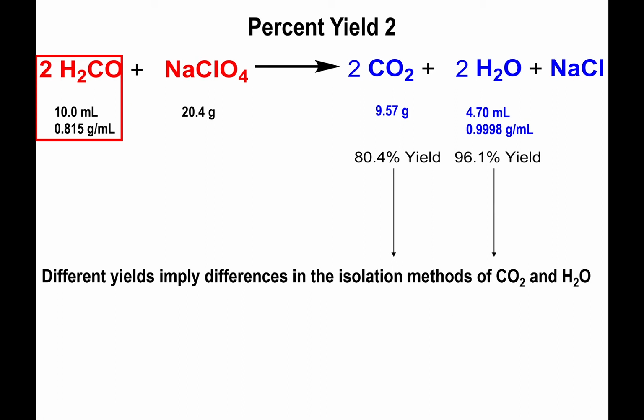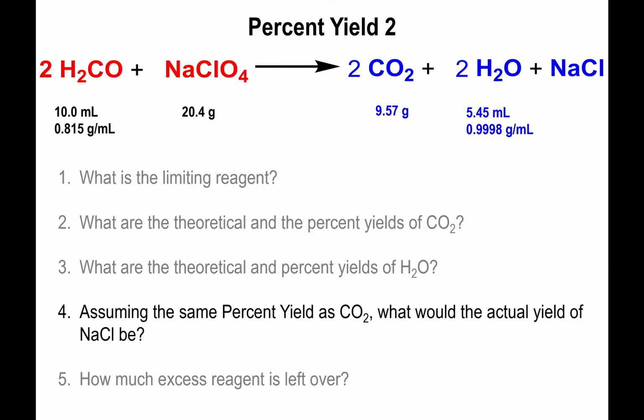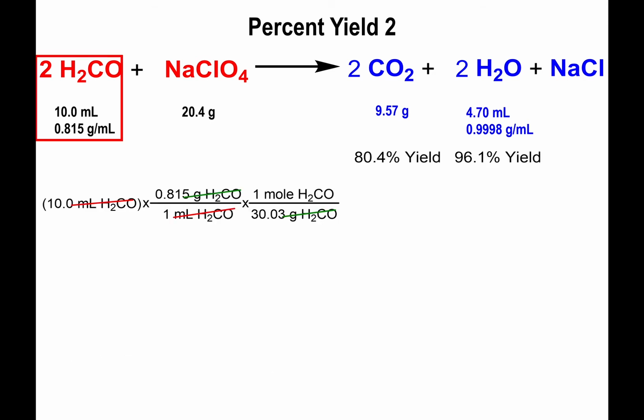I was running out of time on the previous video, but now that we've pointed that out, we can use the percent yield of CO2 to find out the amount of sodium chloride that we're going to be generating in this reaction. All right, so here we go. What we need to do is use the percent yield of CO2, which is 80.4, and we need to use the stoichiometry to find the theoretical yield. Together, those two parameters will allow us to calculate the actual yield of sodium chloride.